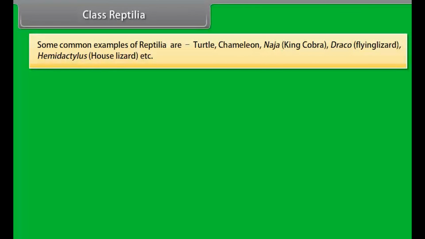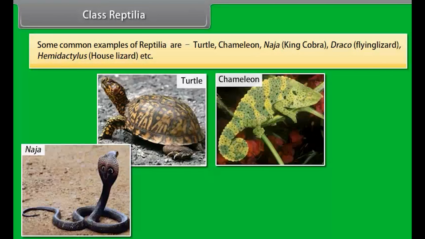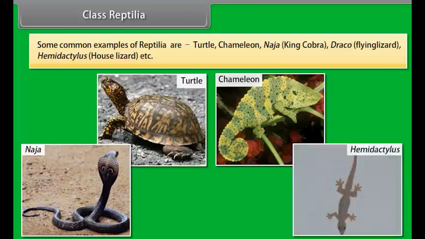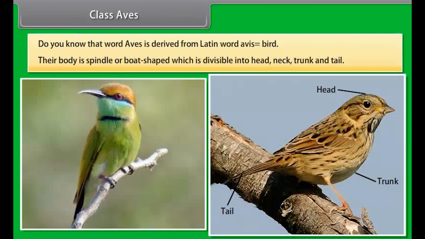Some common examples of Reptilia are turtle, chameleon, Naja, king cobra, Draco, flying lizard, Hemidactylus, house lizard, etc. Class Aves. Do you know that the word Aves is derived from the Latin word avis, which is bird? Their body is spindle or boat-shaped, which is divisible into head, neck, trunk, and tail.